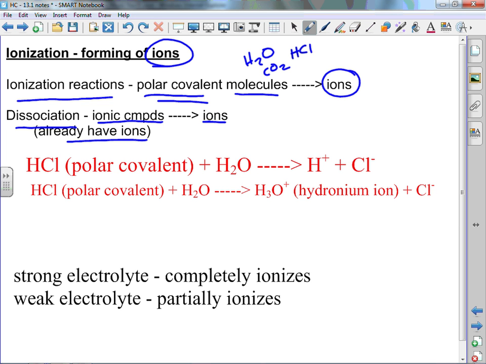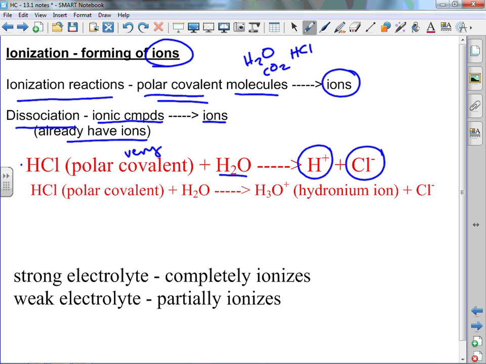So let me give you two examples. Hydrochloric acid, HCl, a polar covalent compound. When we mix it with water, HCl, because it's very, very polar, will dissociate into the hydrogen ion and the chlorine ion. Now, again, not every polar covalent compound does this. Some do it more than others, but that's the concept.